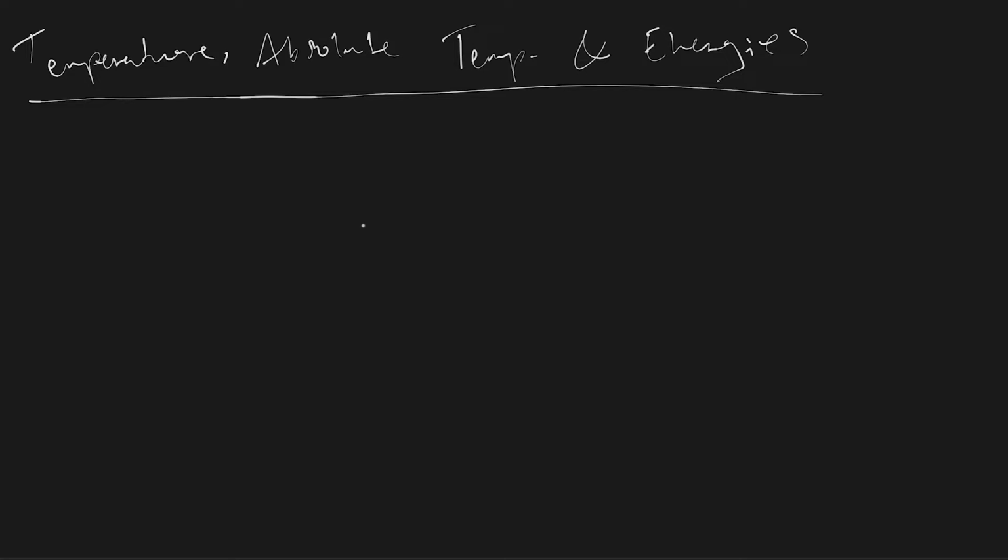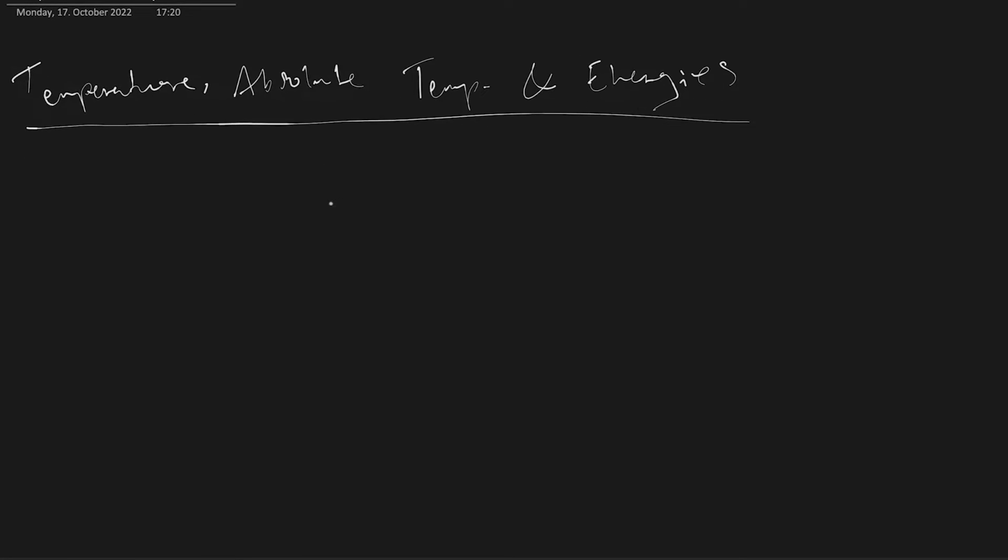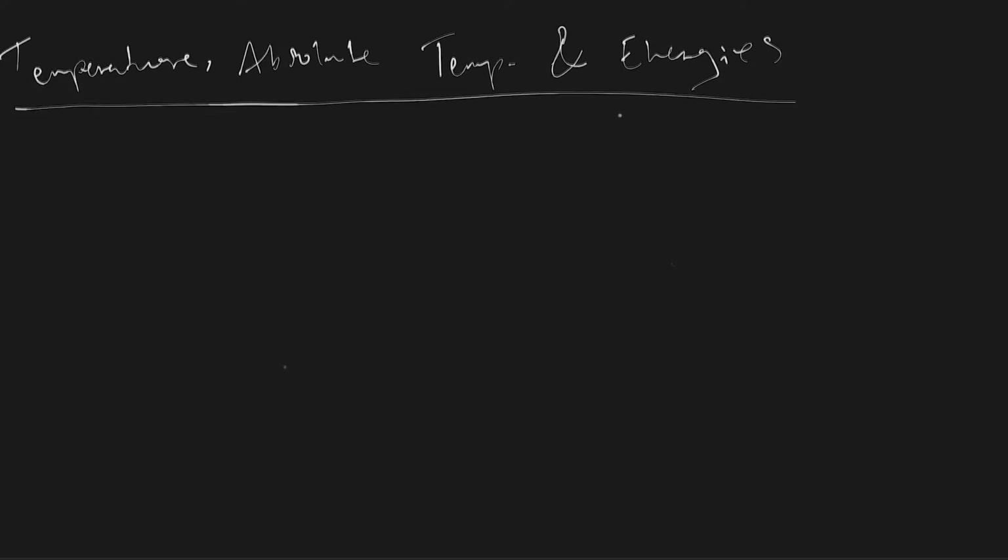So now we'll be looking at temperature, absolute temperature, and the energies that are actually in play. And this is interesting because temperatures and the energies are actually tied very closely together. So what exactly is temperature? When you have some kind of substance and you stick a thermometer into there, the thermometer gives you some kind of reading, and that reading could be in Celsius, it can be in Kelvin.